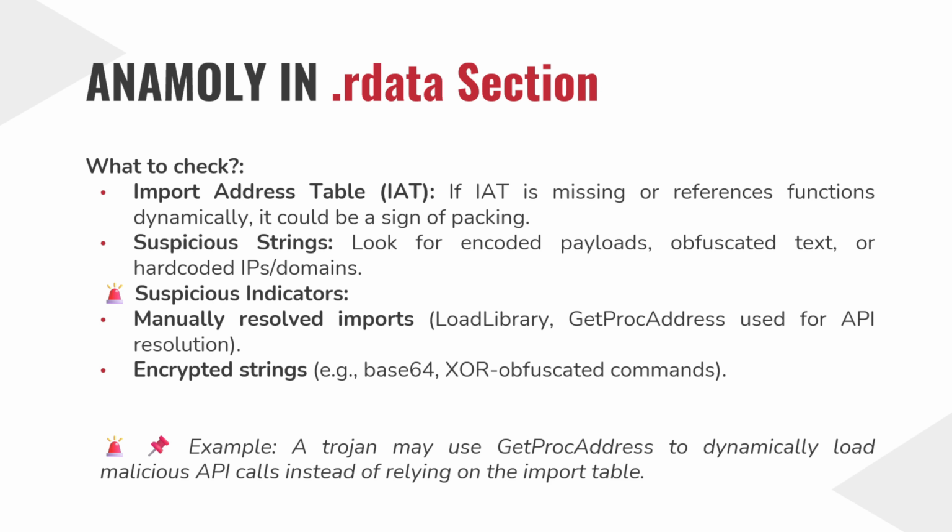The rdata section often contains strings. If you see long random looking strings, they might be base64 encoded payloads, XOR encoded commands, or even encrypted configuration data. Look for hard-coded IPs, domains, registry paths, or command line payloads like PowerShell or CMD. These are usually a dead giveaway of a backdoor or Trojan. Catching these anomalies early can reveal packed malware, encrypted payloads, and stealthy Trojans trying to fly under the radar.